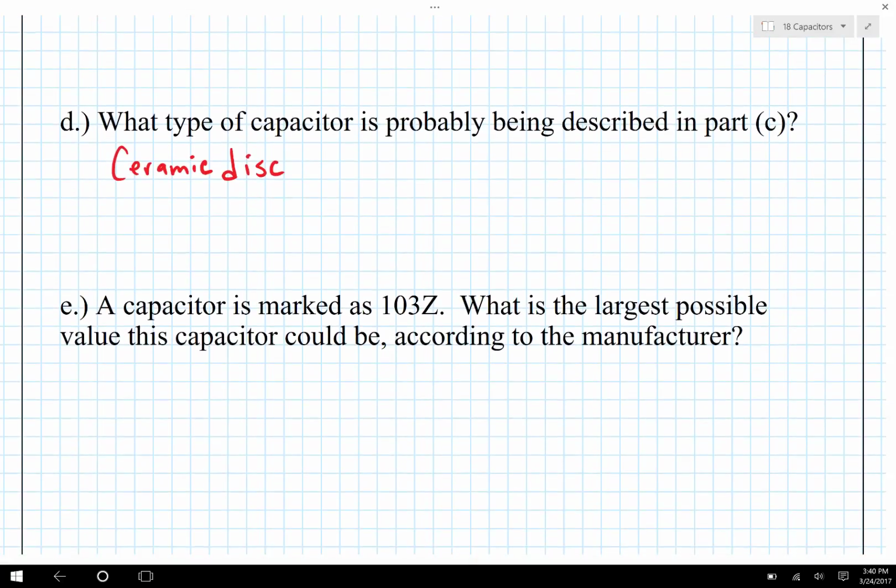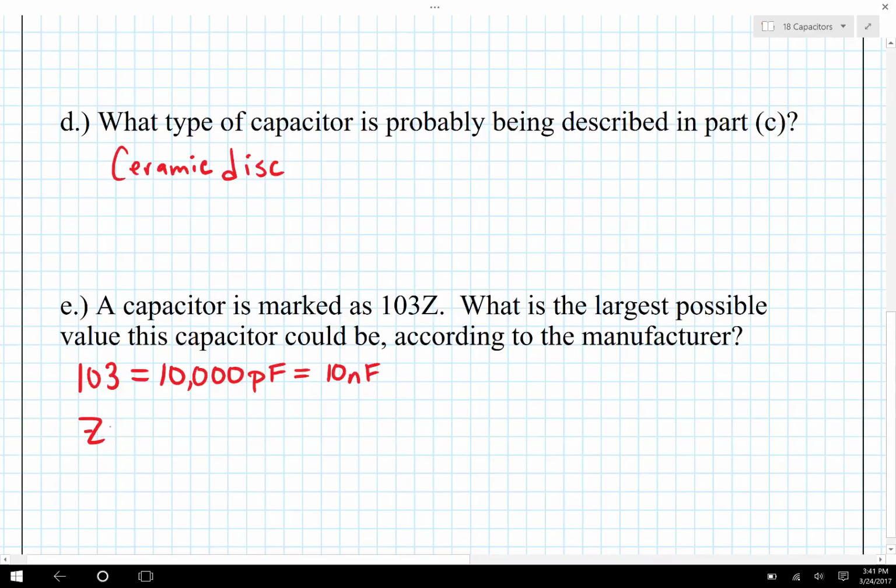A capacitor is marked as 103Z. It sounds like a radio station, but it's a capacitor marking. What is the largest possible value this capacitor could be according to the manufacturer? Okay, well, let's figure out what the nominal value is. 103 means that we're going to take the 10, and then 3 means add 3 more zeros onto the end, and that's going to be 10,000 picofarads, which is 10 nanofarads.